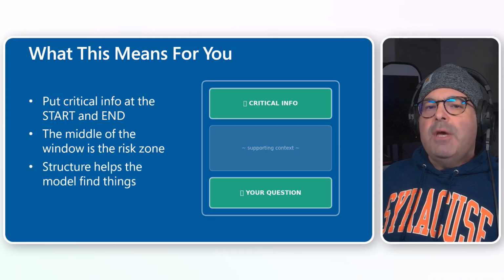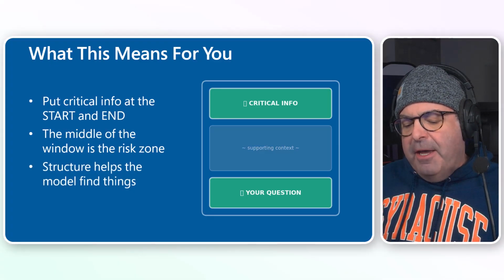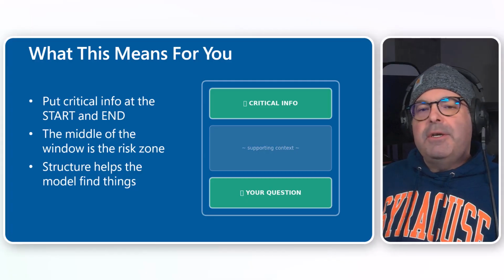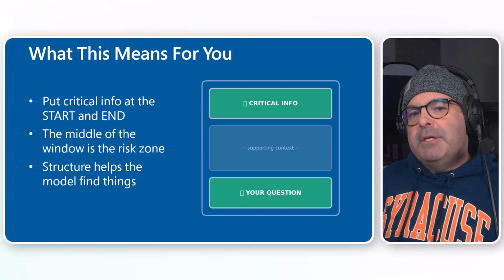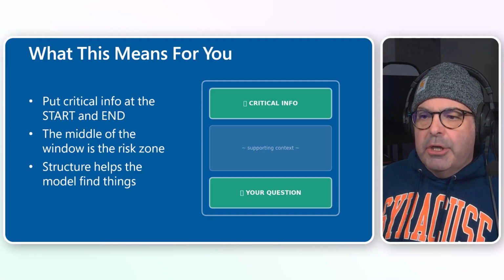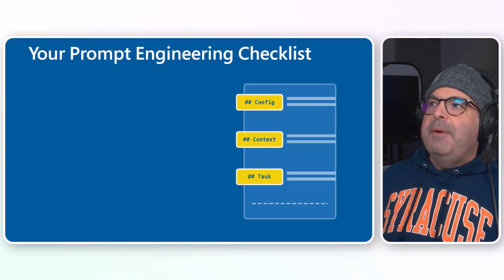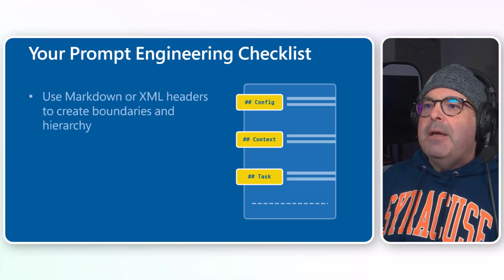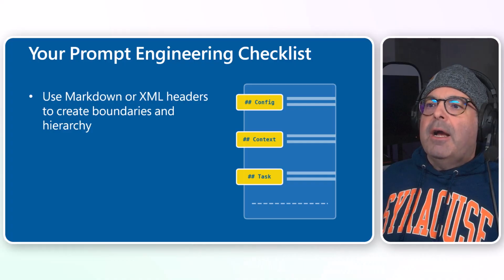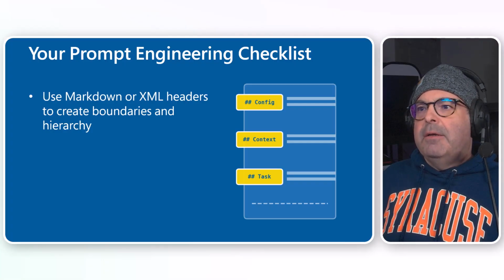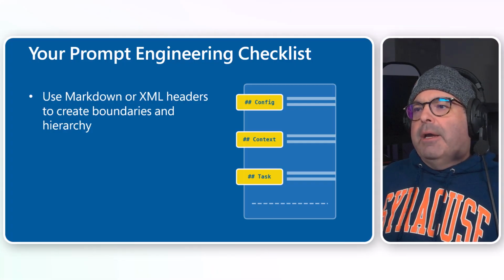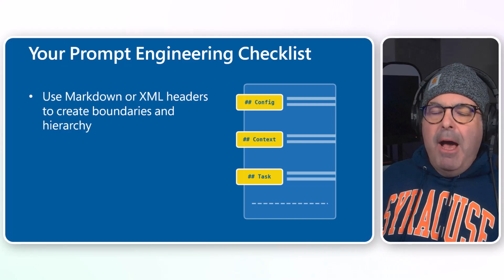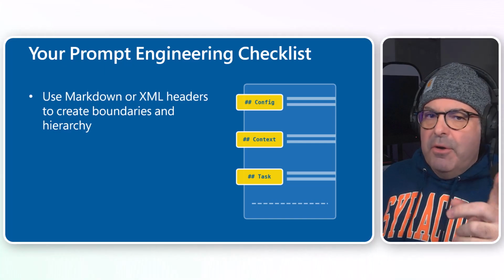How can we do this? I find that, as the Python developers say, explicit is better than implicit, generally speaking. Structure helps the model find information that it needs. So what does that mean practically from a prompt engineering standpoint? I've had good luck using semantic tagging like Markdown or XML. Now, if you don't know what those are, that's your homework assignment.